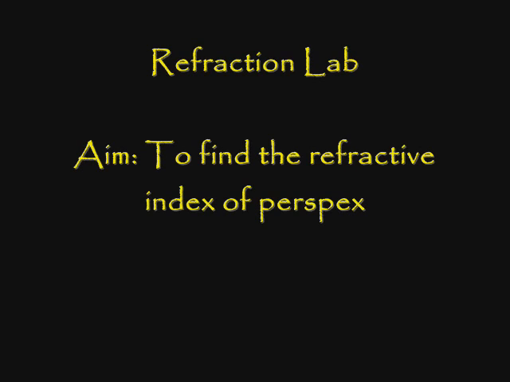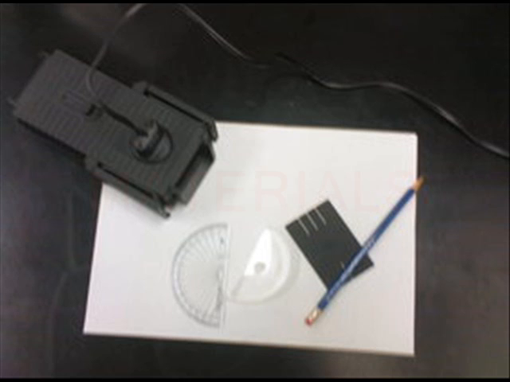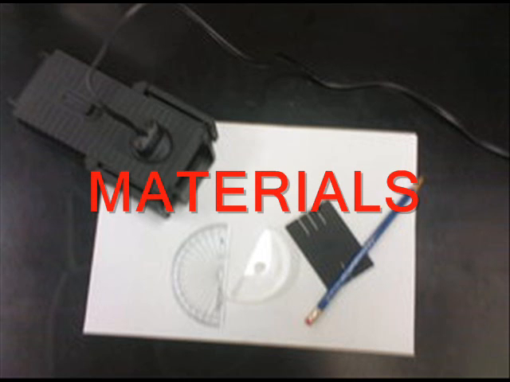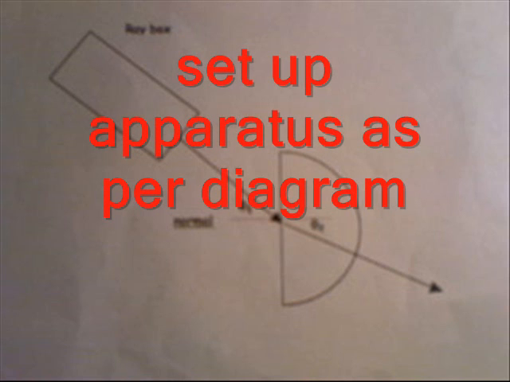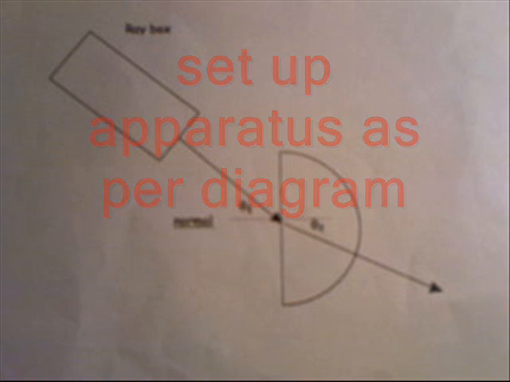The aim of the refraction lab is to find the refractive index of perspex. The equipment we used was a ray box with a voltage of 12, single slit, and a semicircular perspex block. Set up apparatus as per diagram, using the single slit to produce one ray of light.